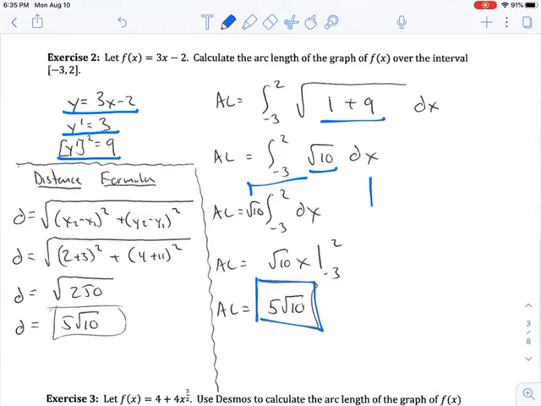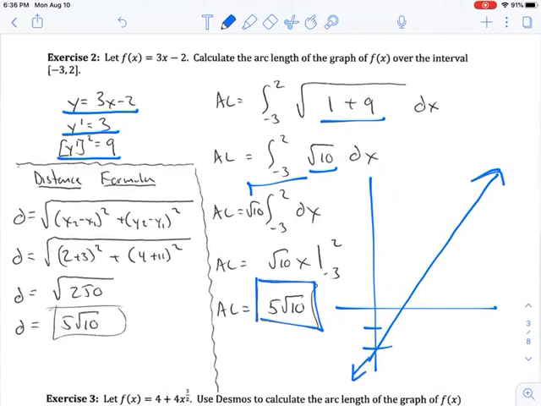So what would that look like on a graph? So here's the intercept is 2. We have a slope of 3. So here's a graph. It looks something like that. All right, with a slope of 3. And so we're integrating it from -3 to 2, which would be like somewhere over here to 2.